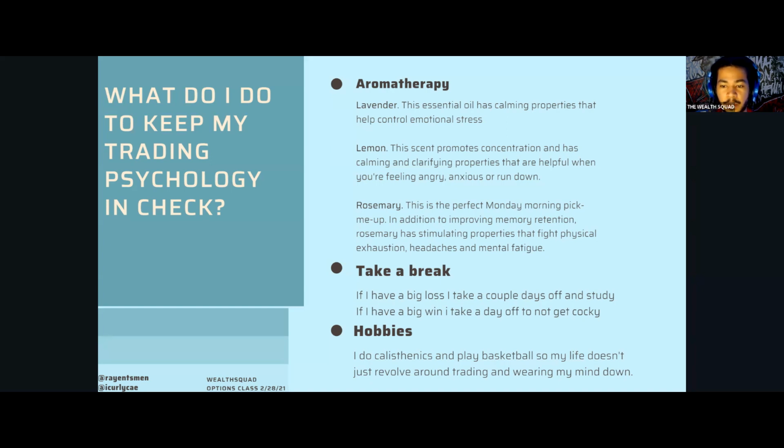This is a perfect Monday morning pick-me-up. In addition to improving memory retention, rosemary has stimulating properties that fight physical exhaustion, headaches, and mental fatigue. And oftentimes, looking at charts and reading companies' fundamentals all the time will give you mental fatigue. So I almost always have rosemary on, and then every now and then I switch to lemon or lavender, as well as take a break.